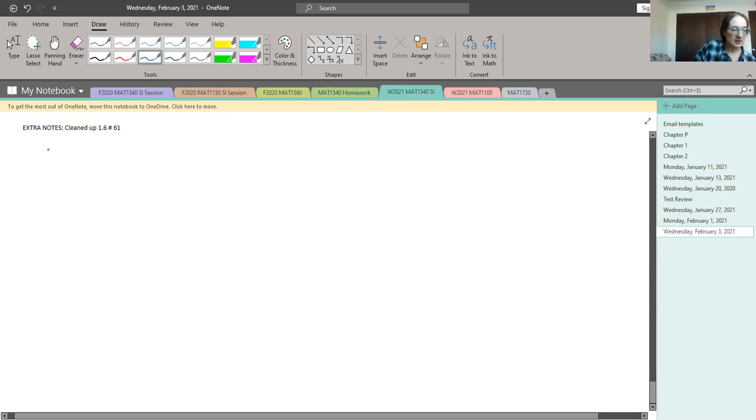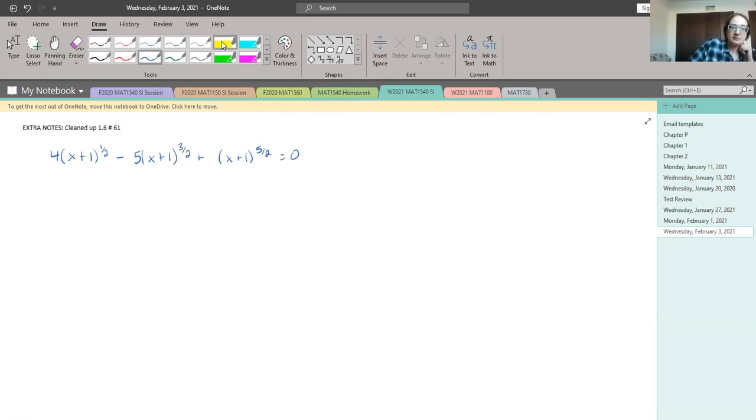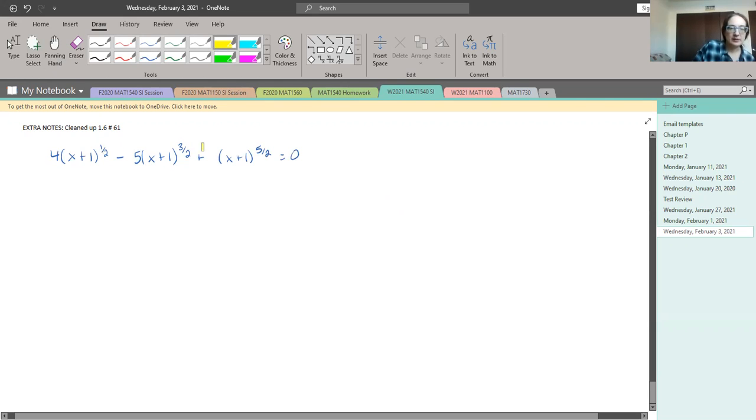So this is problem number 61. It is 4 times (x + 1)^(1/2) minus 5 times (x + 1)^(3/2) plus (x + 1)^(5/2), all equal to 0. You notice here we have these exponents, and they're all being applied to the same term. So u substitution is great for a problem like this, where we have these fractional exponents.